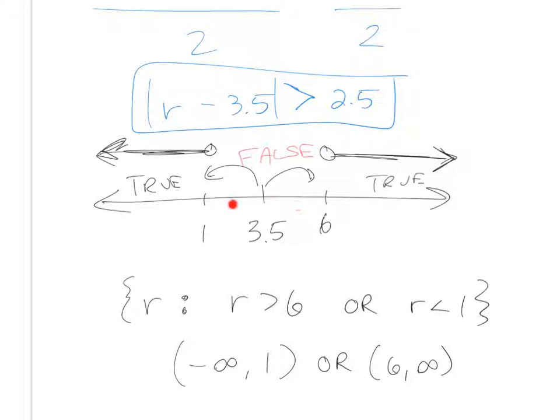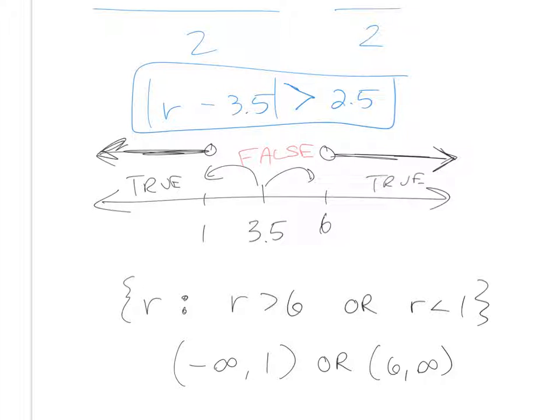Then, see this gap right here where it's false? That gap is really like the or in a sense, okay? Then it starts up again from 6 all the way to where? Infinity. That's this part right here. Make sense, George? Okay. Because your answer was a little bit off. That's why I want to make sure you get it.